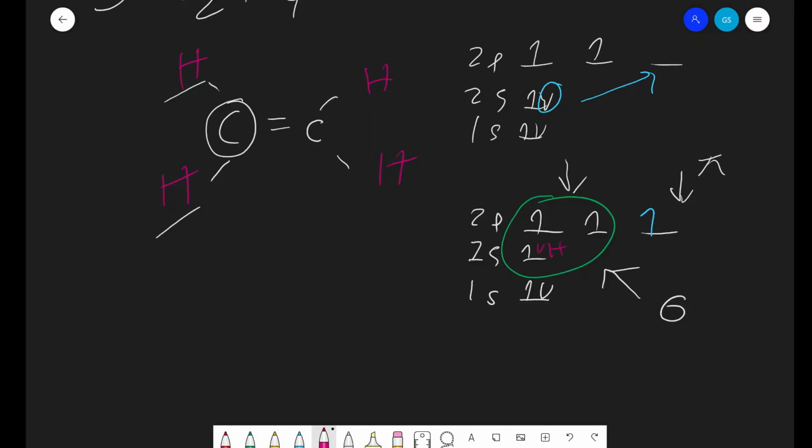Hydrogen's bonded to this orbital, so it'll dump its electron here. What about this other one? What's going on here? Well, carbon is still bonded to another carbon, right?